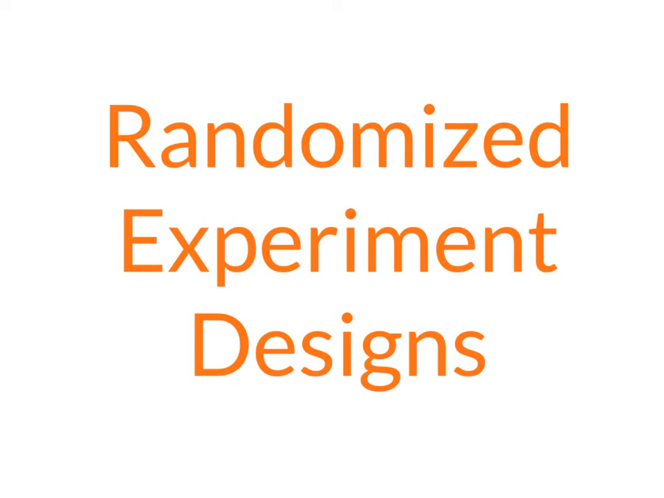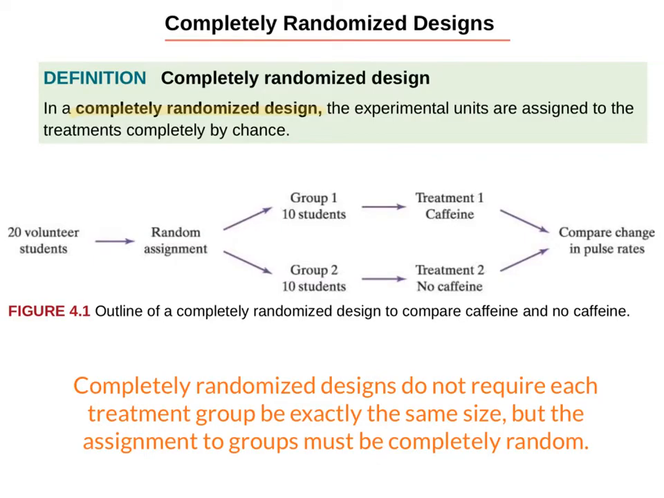In this video, we're going to talk about randomized experiment designs. The first type of randomized experiment designs are completely randomized experiments. So in a completely randomized design, the experimental units, so those are the subjects, the people, the animals, the things, are assigned to the treatments completely by chance.